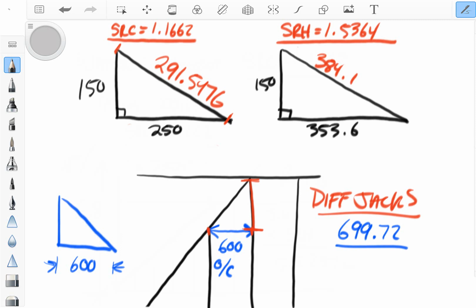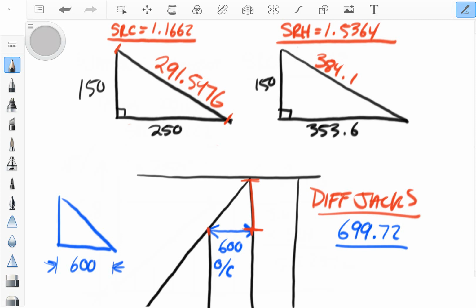I should have mentioned that when we calculate the slope ratio common, we should store it in location A on our calculator. When we do our slope ratio hip, we store that in location B. And when we calculate the difference in jacks, which is 699.72, we store that answer in location C. That way we can recall that information very quickly, and it makes quick work of our worksheets.